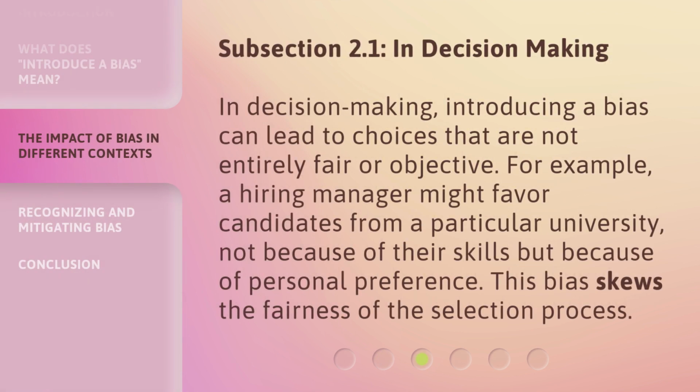Subsection 2.1. In decision-making. In decision-making, introducing a bias can lead to choices that are not entirely fair or objective. For example, a hiring manager might favor candidates from a particular university, not because of their skills but because of personal preference. This bias skews the fairness of the selection process.